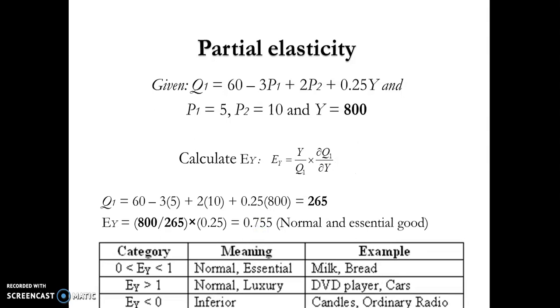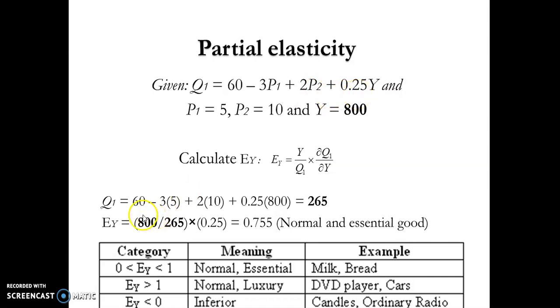Lastly, we have our income elasticity, and you're going to follow the same reasoning here. Here we're going to get our formula for our income elasticity. We have Y, which was 800 over Q1, which we determined to be 265, times the first order partial derivative of the function, but now with respect to Y, treating P1 and P2 as constant. So therefore, it's just plus 0.25.